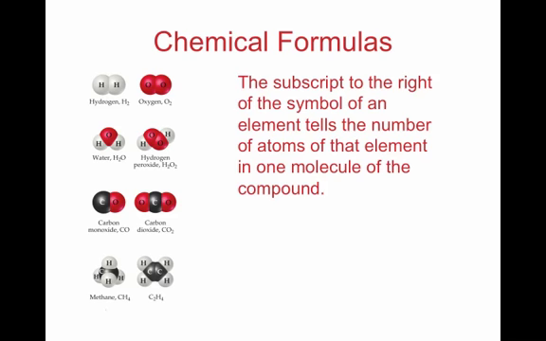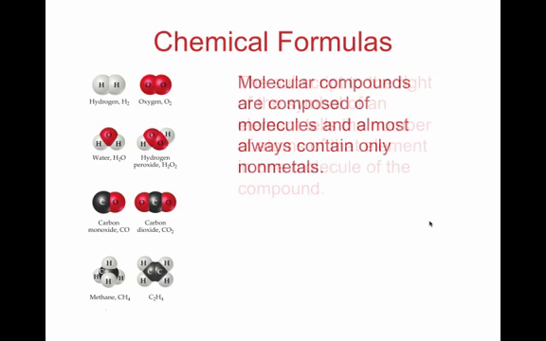Okay, so we have a couple of different examples up here. Hydrogen, we have H2, so we know this hydrogen contains 2 atoms of H. Water, we have H2O, we know that we have 2 hydrogen atoms and 1 oxygen atom. So a chemical formula tells us a lot about a molecule.